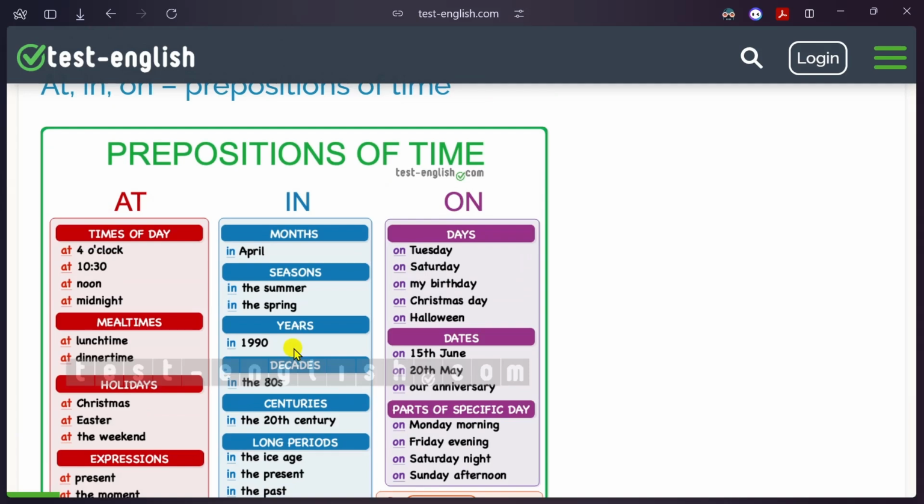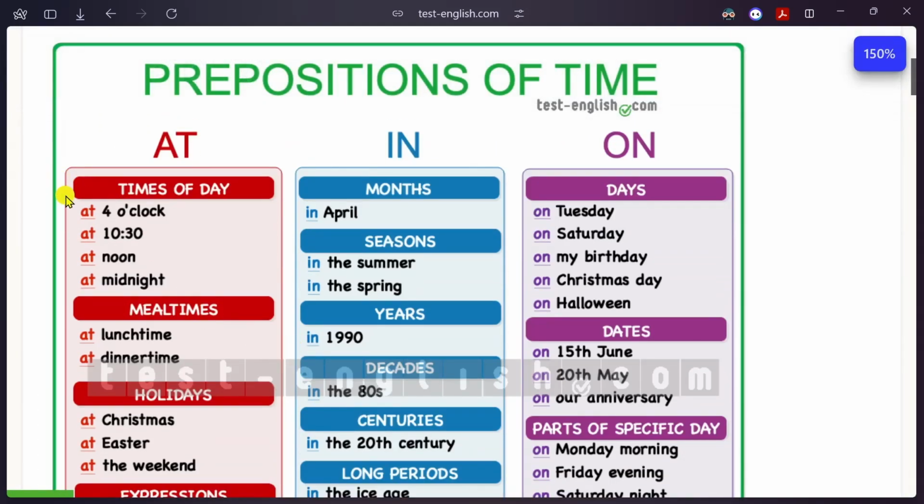So times of day, you see? Times of day, for example, 4 o'clock, 10:30, noon, midnight. Times of day you should use at. At 4, at 9. The class begins at 6:30, for example. Huh? In the morning.